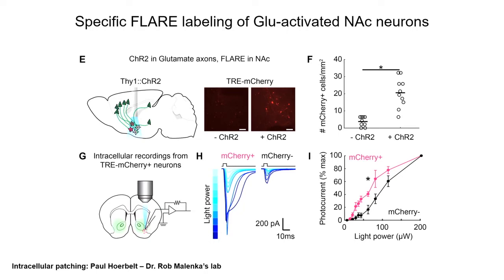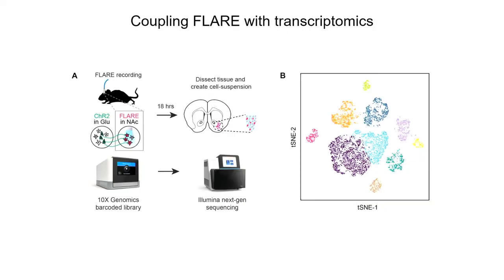All right, so how do we couple this now to something about transcriptomics? So again, you've seen these sort of plots and technologies being showcased during the past few days. So first in the in vivo animal, we'll perform a FLARE recording. In this case, I'm just recording neural activity for 10 minutes while stimulating glutamate inputs. And then the following day, I dissect the tissue in the nucleus accumbens, create a cell suspension, generate a 10x library, and then do the sequencing.